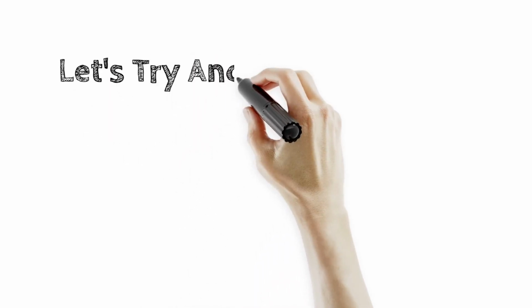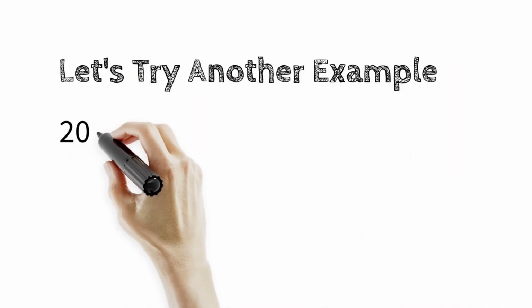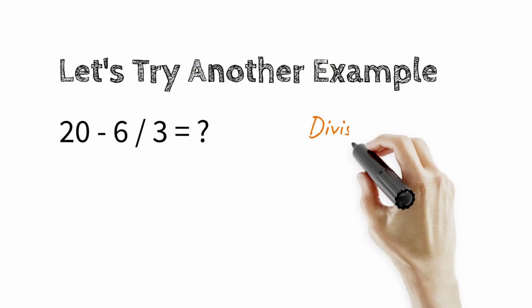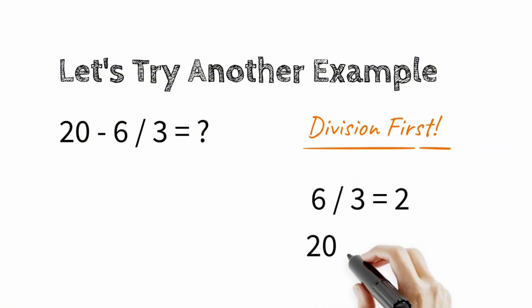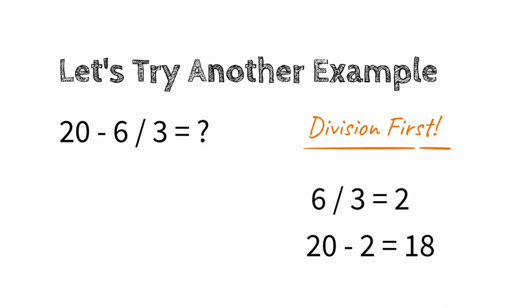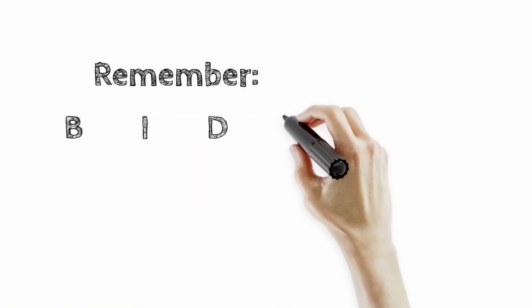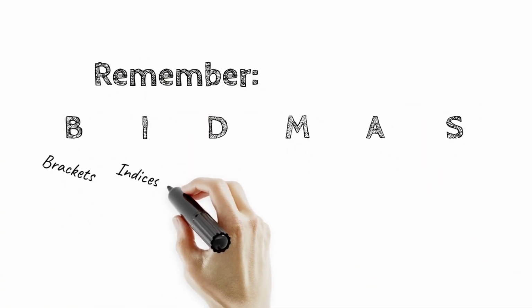Let's try another example. Here's one with subtraction and division. What is 20 minus 6 divided by 3? We do the division first. 6 divided by 3 is 2. Then 20 minus 2 equals 18. Always follow the BIDMAS order. That way, you'll never go wrong.